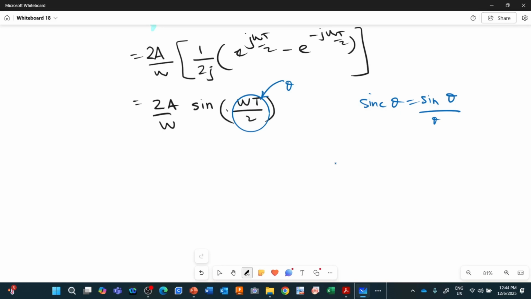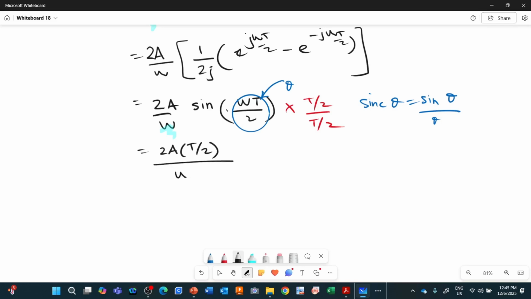So, the lower part here is omega T over 2. Right? Okay, so basically you only have omega right now, so you need to multiply both sides by T over 2. Okay. What do you get? 2A T over 2, omega T over 2 sine omega T over 2.